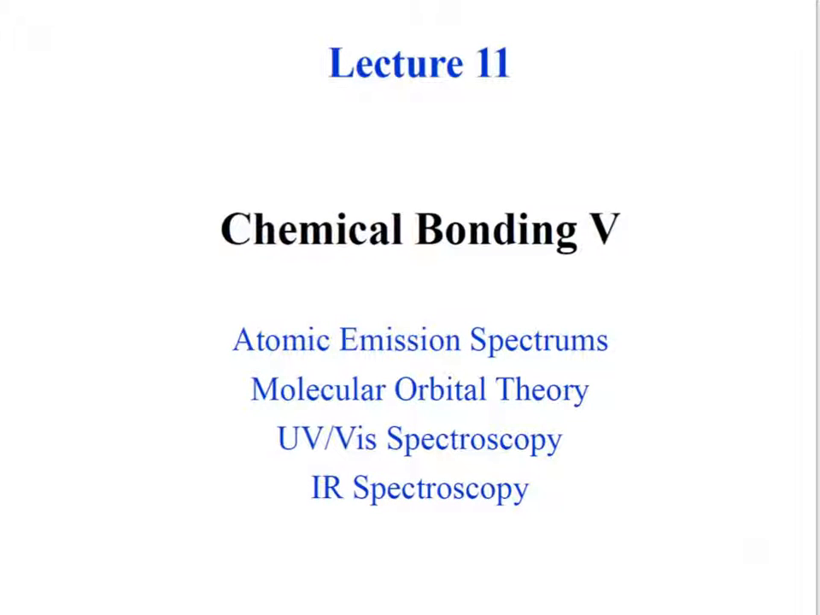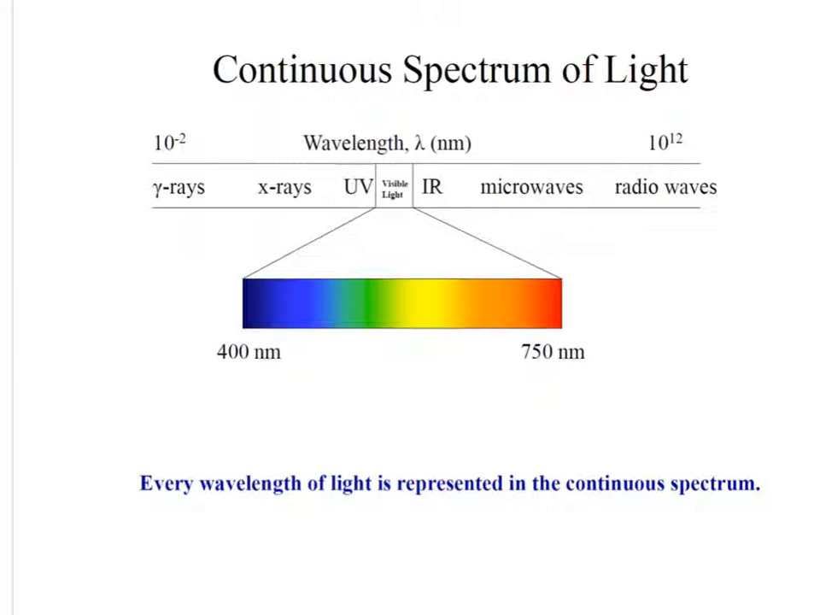Alright, Chemical Bonding 5. We're going to review a little bit on the atomic emission spectra, and then we will get into these topics here. So the continuous spectrum of light, right, is wavelength increases, frequency decreases. The visual spectrum of light, which comes from white light, can be divided into all colors of the rainbow.